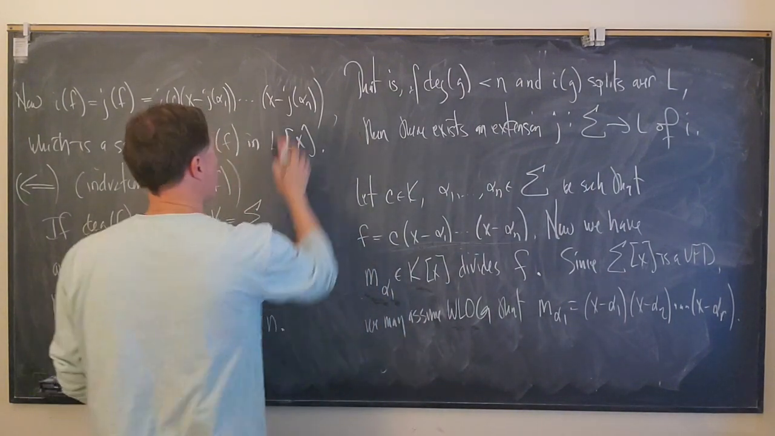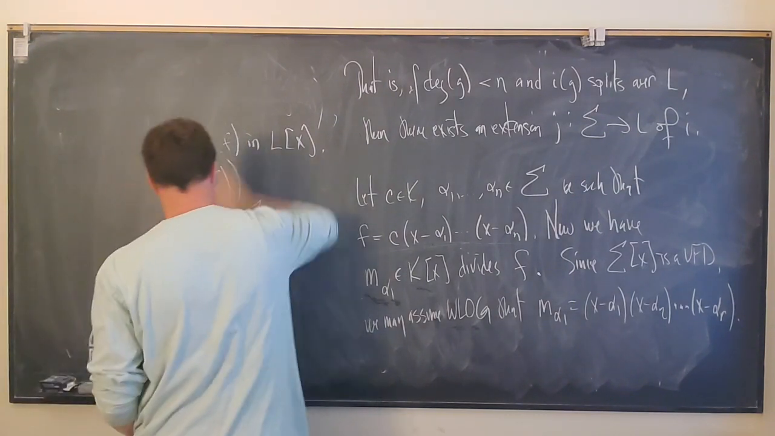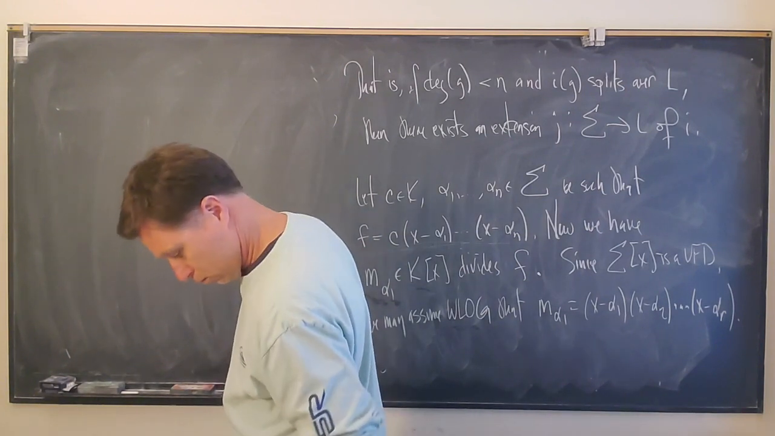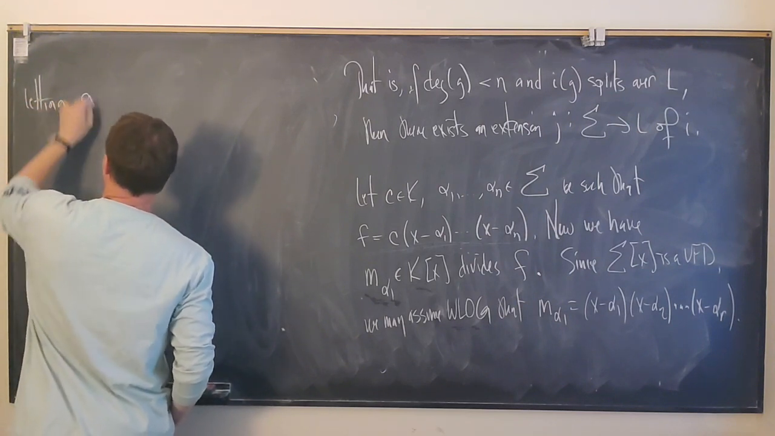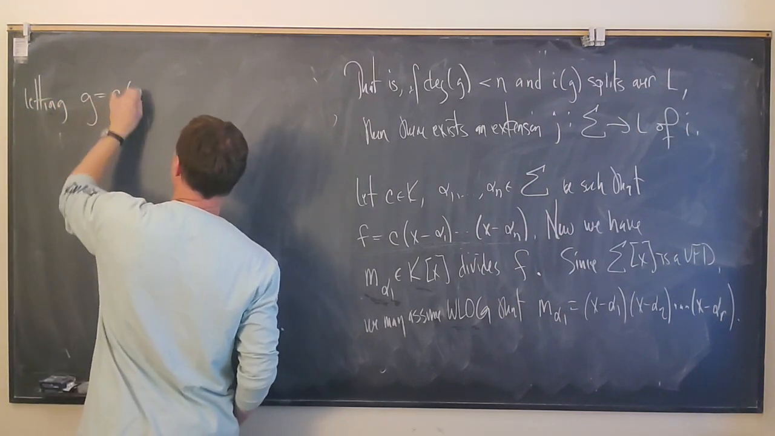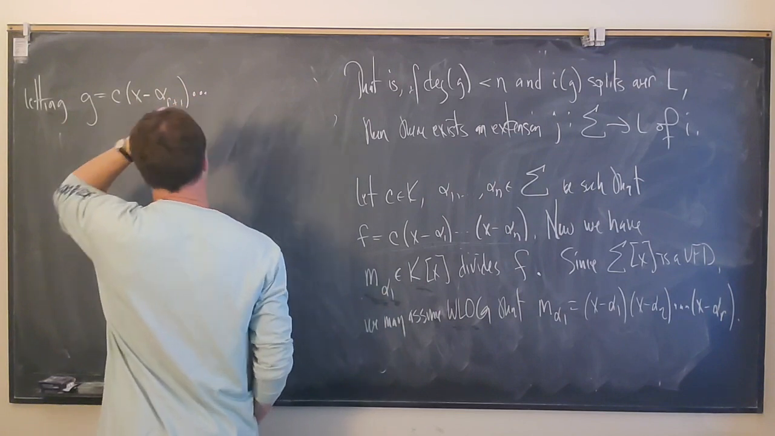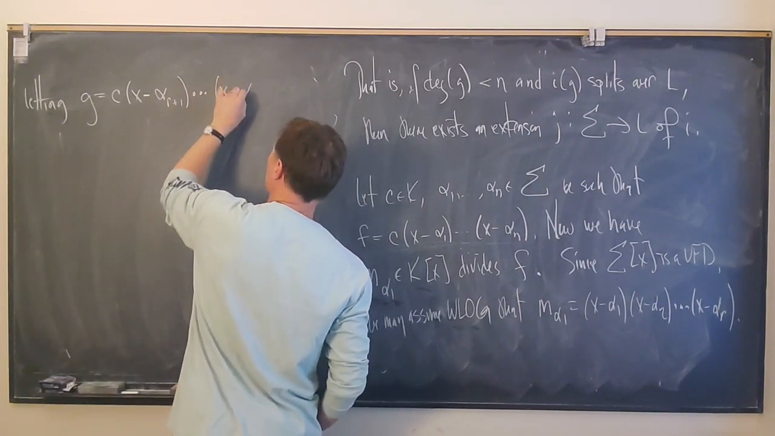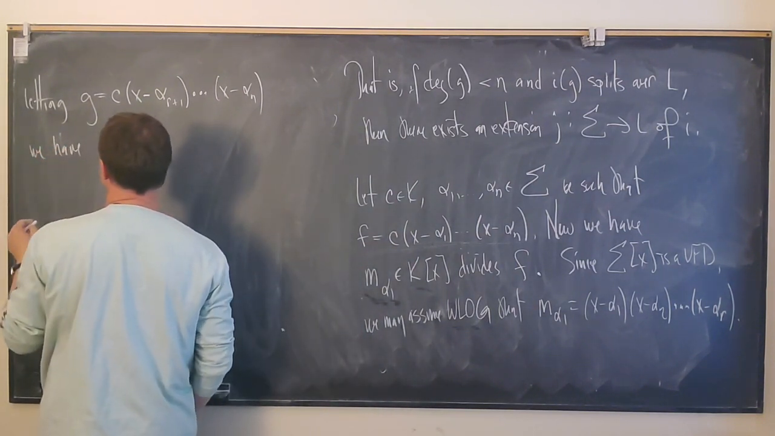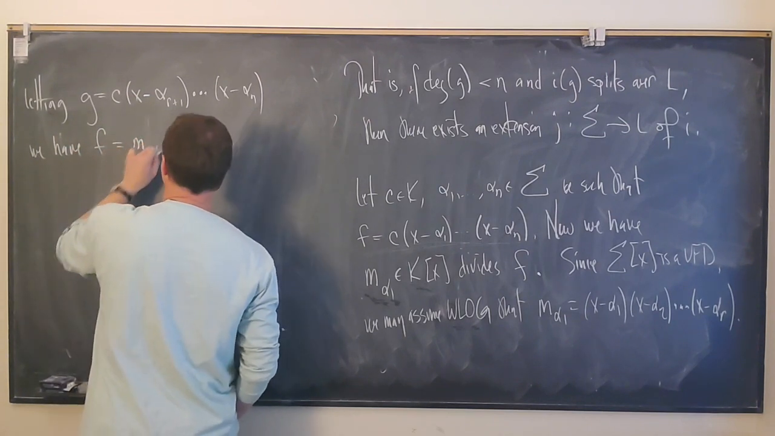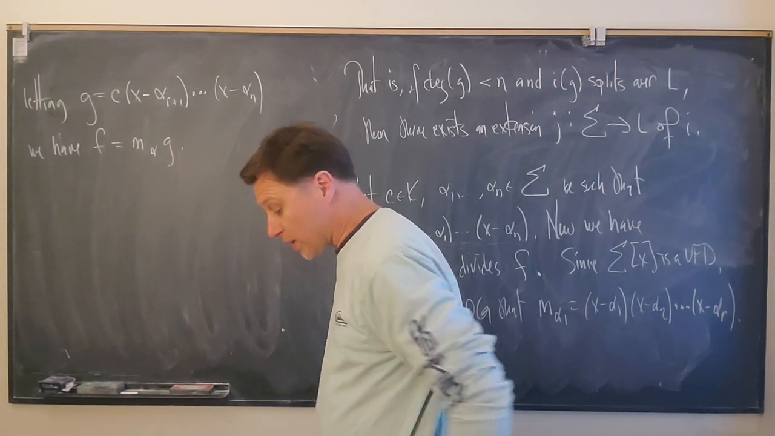And then I want to let g equal the rest of the stuff. So letting g equal c times (x minus alpha sub r plus 1) dot dot dot up through (x minus alpha sub n), we have that f is equal to m sub alpha 1 times g. So what does that tell us?